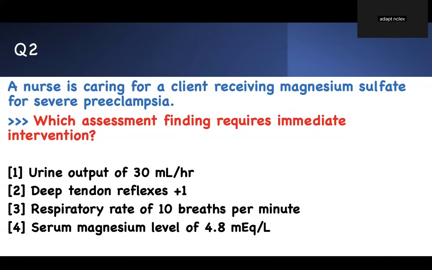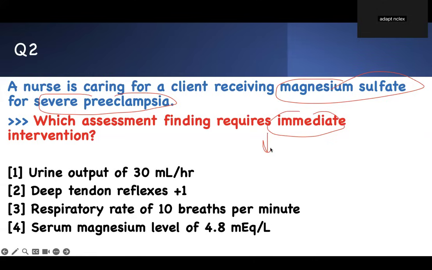Which assessment finding requires immediate intervention? The keyword is what? Patients have what? Preeclampsia. And we want to prevent seizures. So we put them on magnesium sulfate. Which information will let you intervene? You got to go with your content and the buzzword.